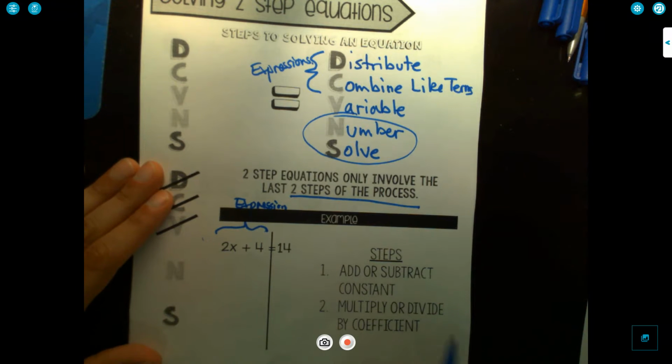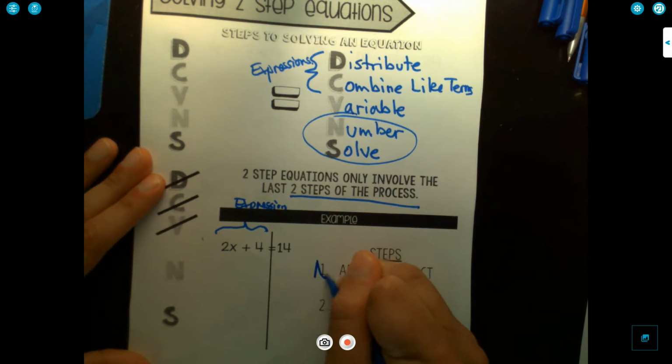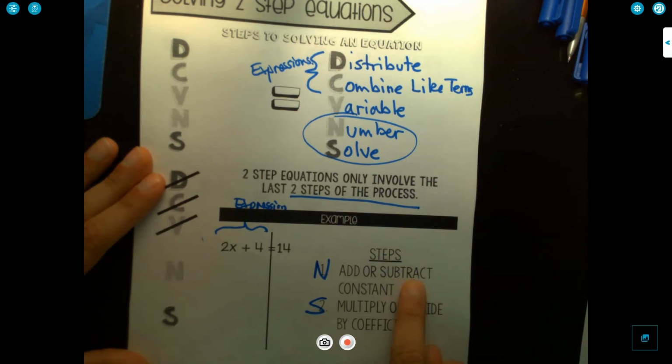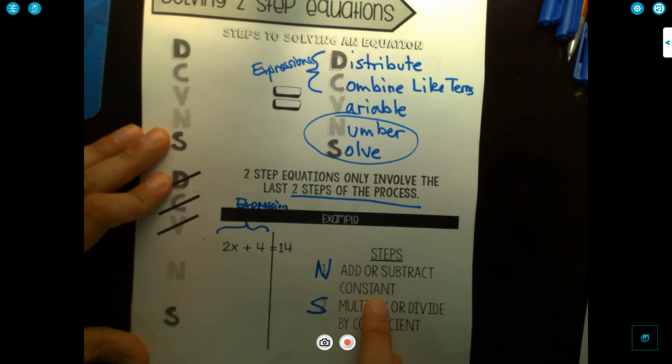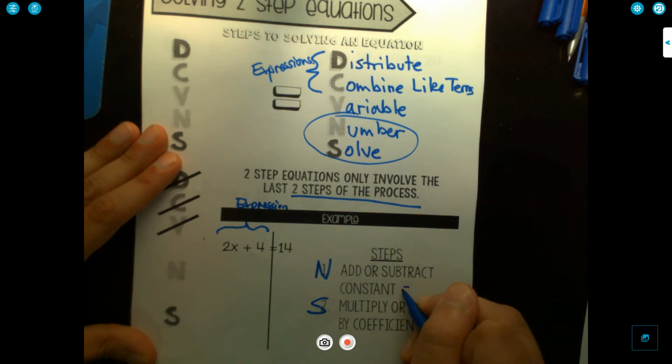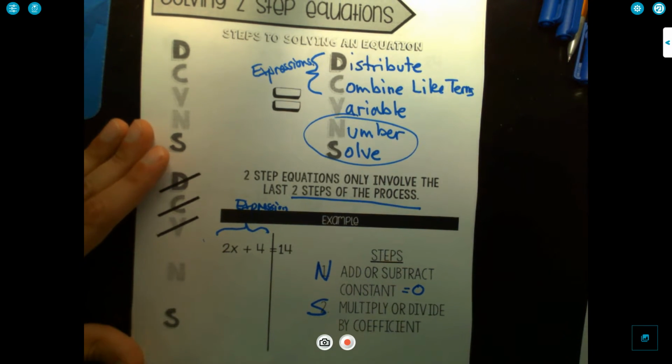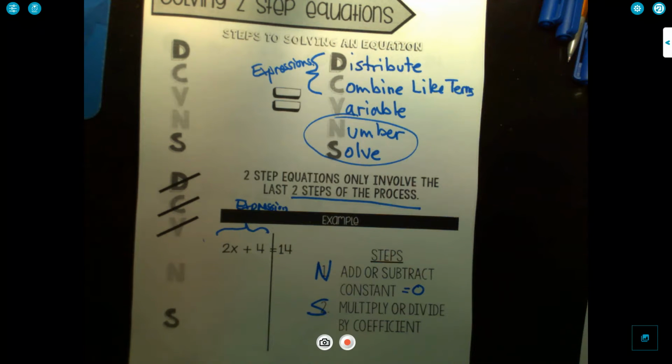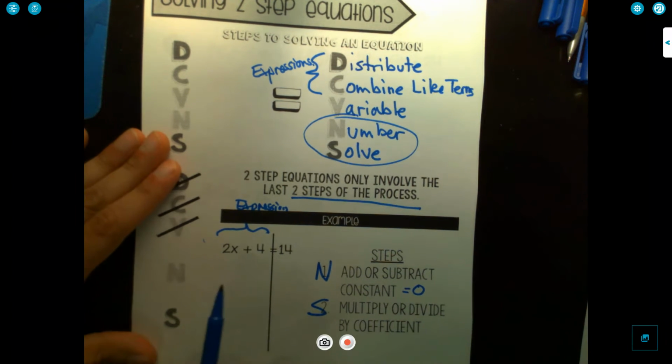So the steps. For the N, this is the N. This is the S. So add or subtract constants. Remember, constants are numbers that are by themselves, such as this 4 and this 14. And remember, to cancel out a constant, we want to get it equal to 0. So you take the inverse operation. If it's positive, it becomes negative. If it's negative, it becomes positive. And remember, our goal is to isolate the variable. So our first goal is to get the variable on one side of the equal sign and both numbers on the other side of the equal sign.